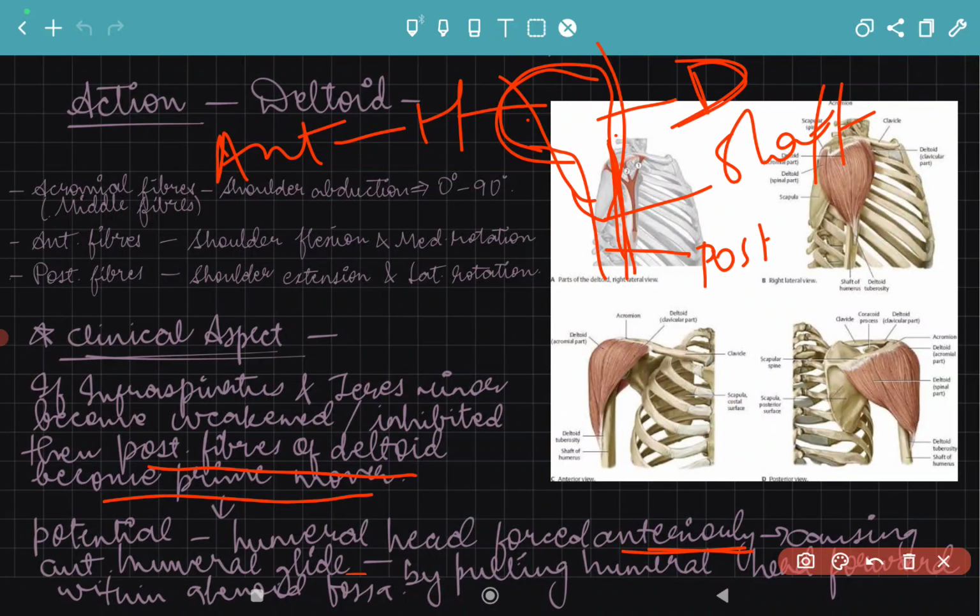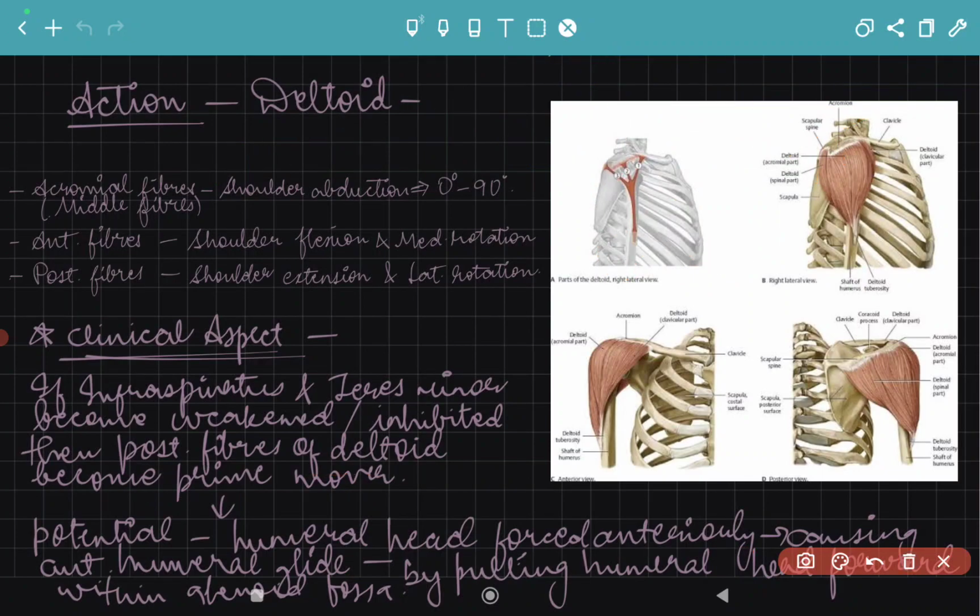The posterior fibers will cause extension of humerus. So the head of humerus will glide anteriorly by pulling humeral head forwards within the glenoid fossa. So this will cause the humeral head to be pulled anteriorly within the glenoid fossa, anteriorly or forwards. So this we can associate.